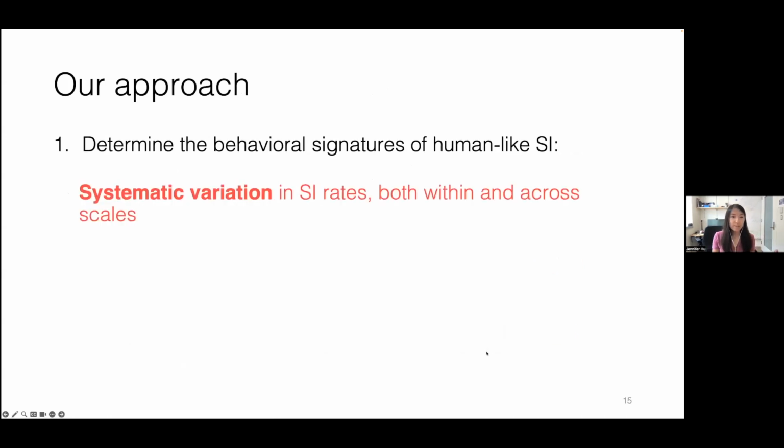So going back to our first step in designing a way to evaluate models on scalar inference, the empirical phenomenon that we're actually interested in explaining, or seeing if our models can capture, is this fine-grained and systematic variation in scalar inference rates, both within and across scales.